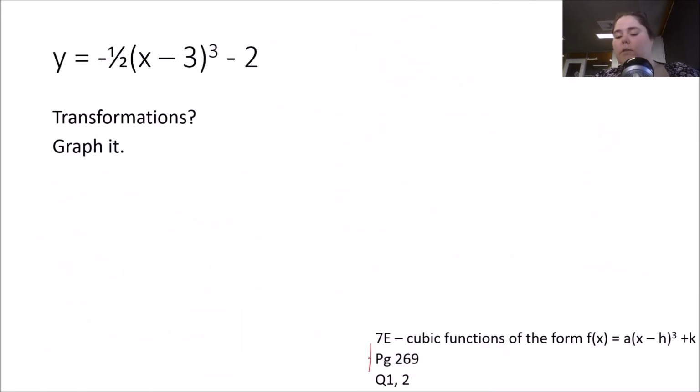Those questions are 7E, page 269, questions 1 and 2.